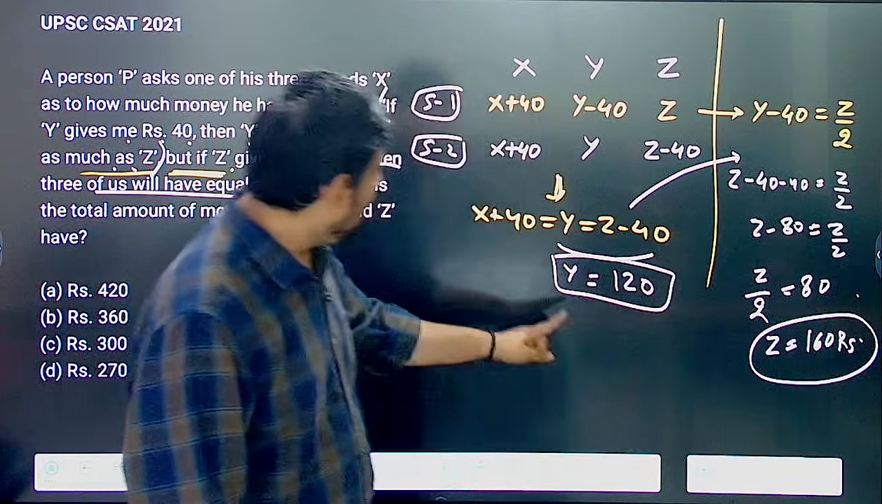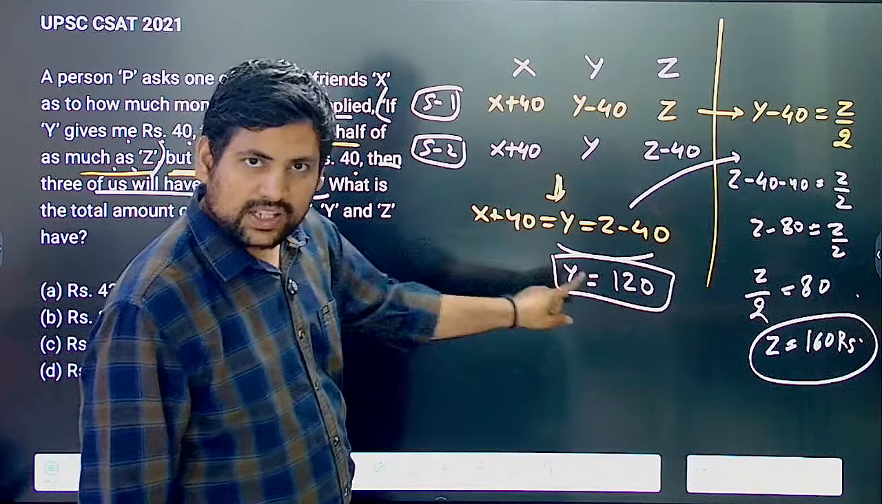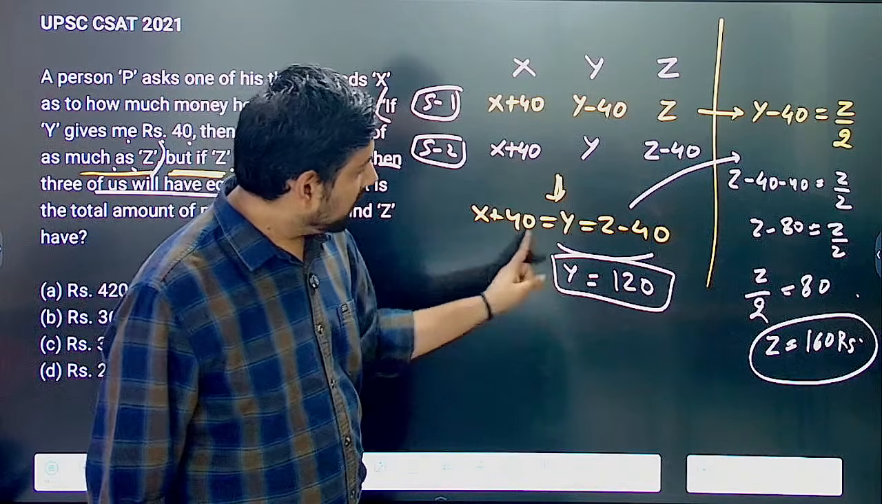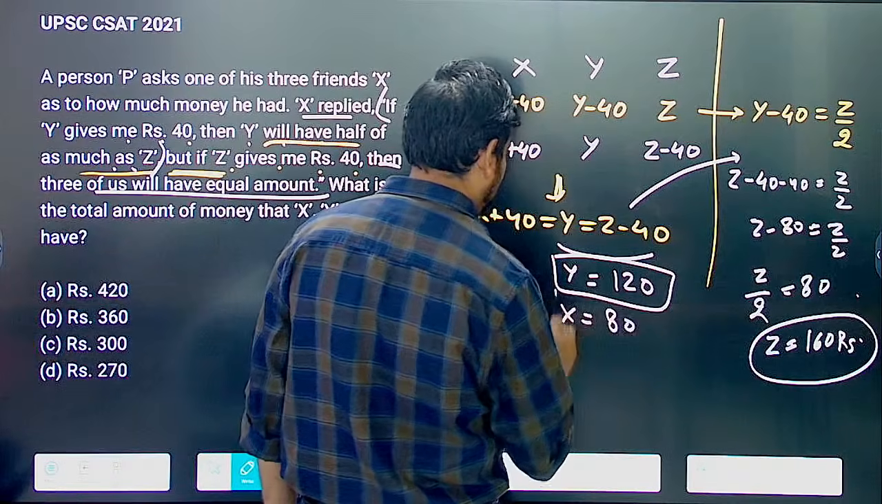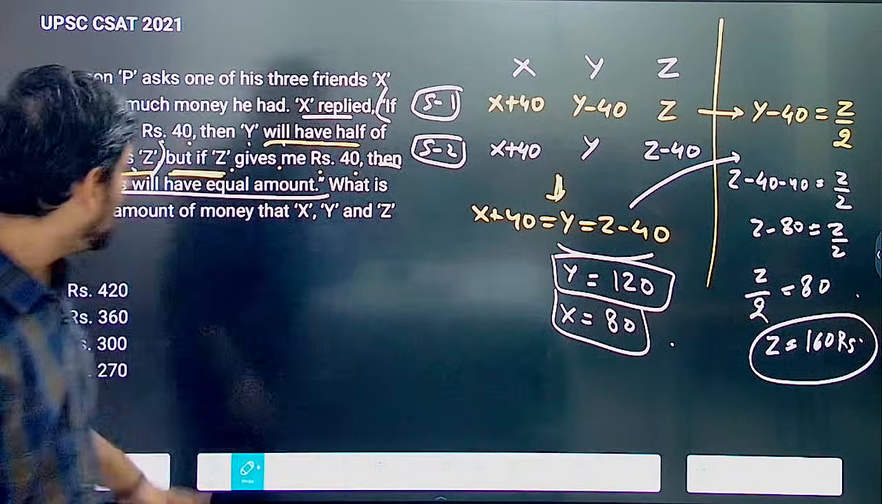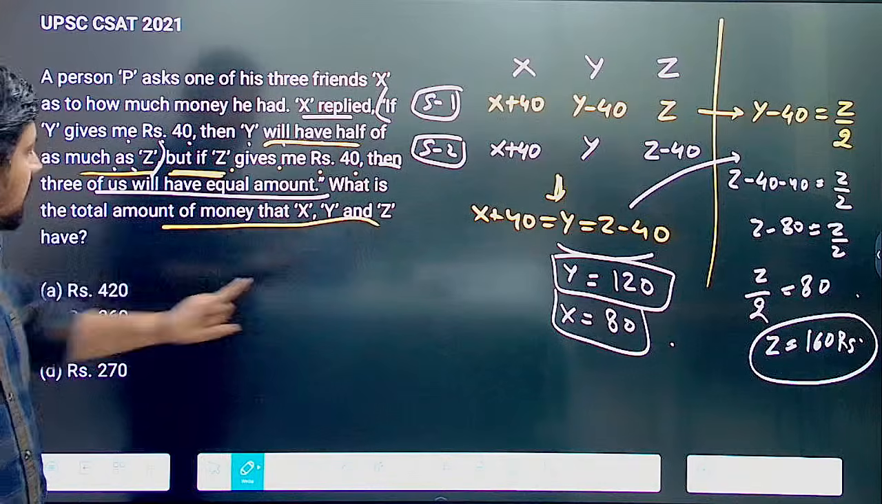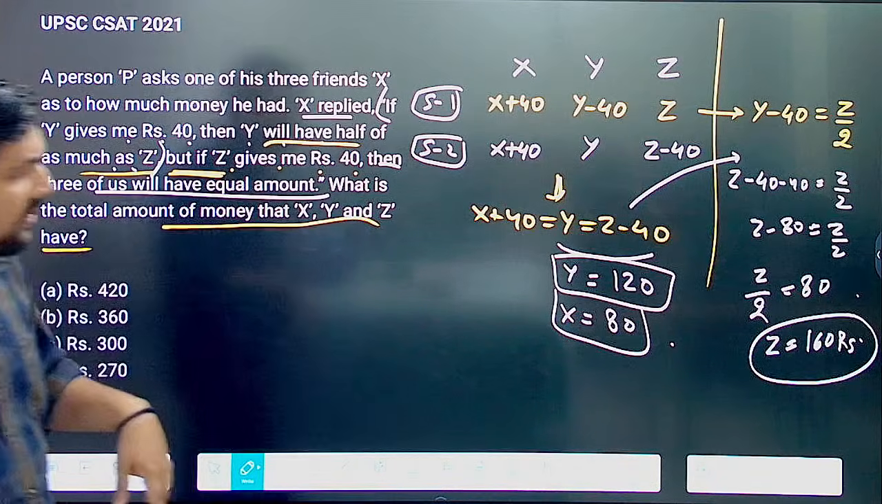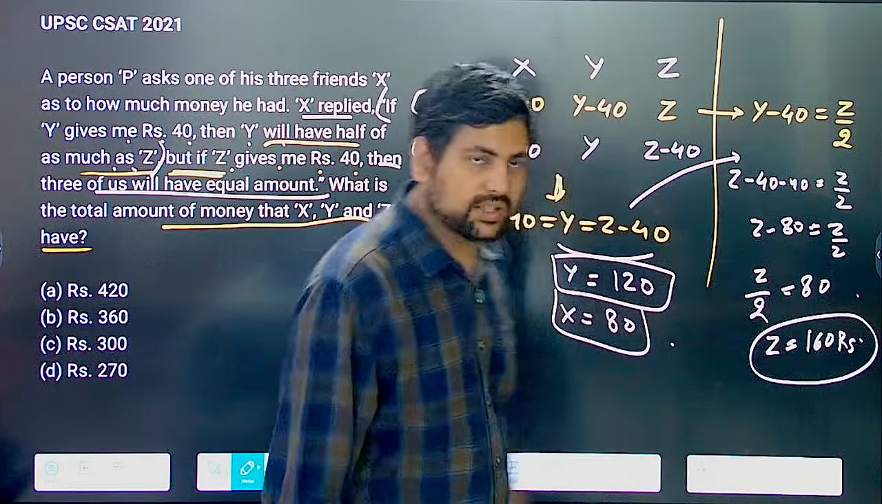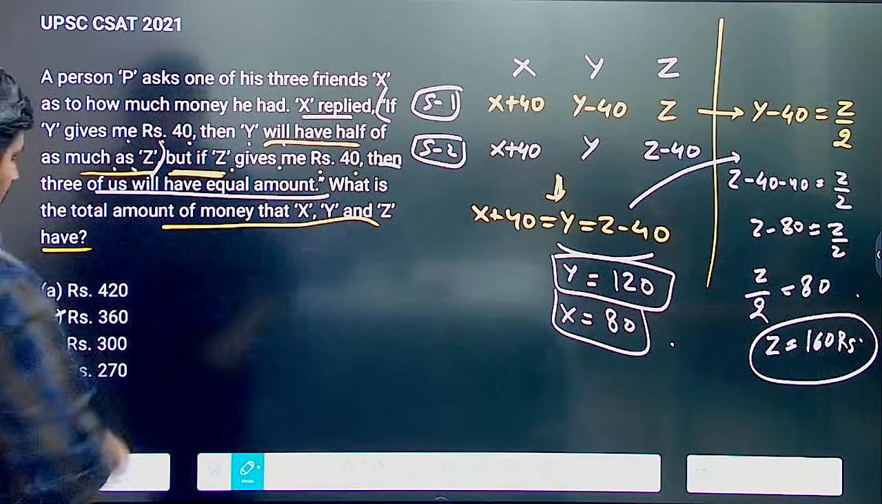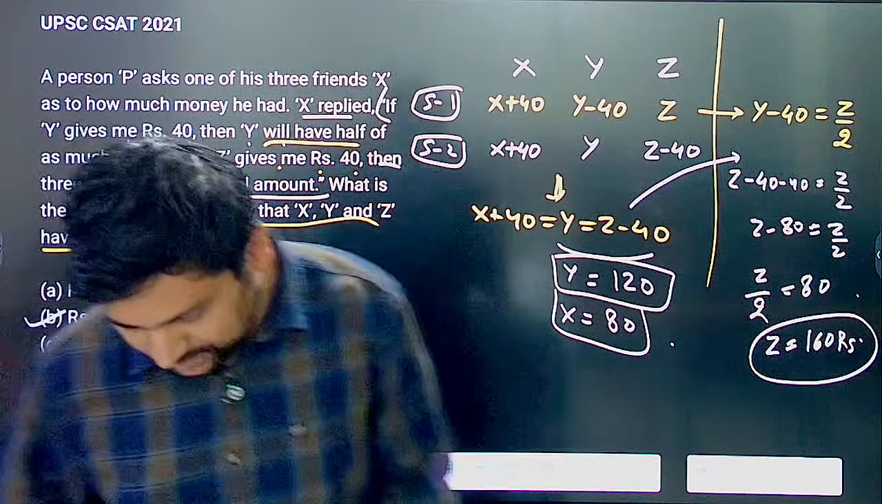Now if y is 120, what is x? 40 less than y, correct? So 120 minus 40, so this x becomes 80. Now you can just add them. This is what is asked: what is the total amount of money that all 3 of them together have? So this becomes 120 plus 80 is 200, 200 plus 160 is 360 rupees. B becomes the answer.